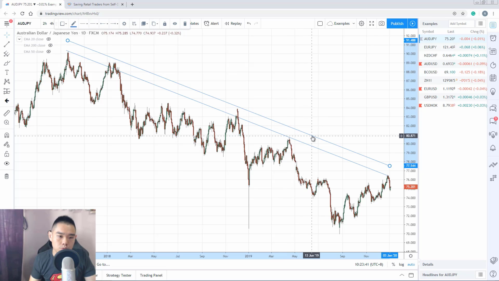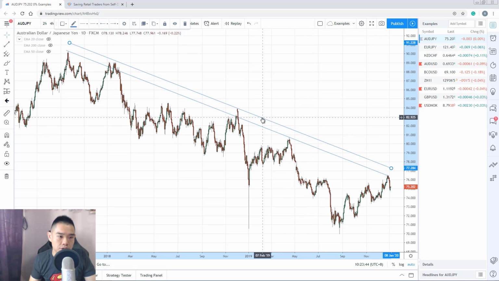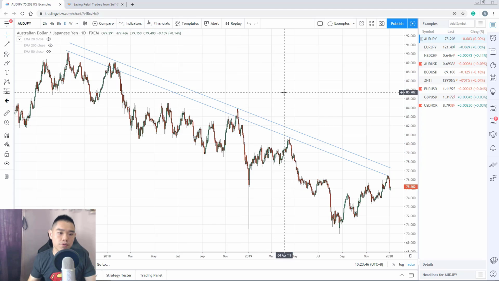And for this parallel line, what I will do is I will try to touch it at the extreme ends of this trend line, which is this one over here. So now if you look at it, this trend line, you can better visualize it as an area. And that's how I would go about drawing trend lines.